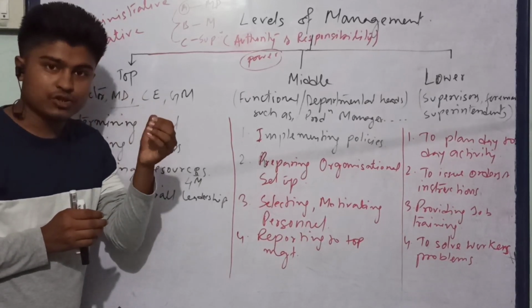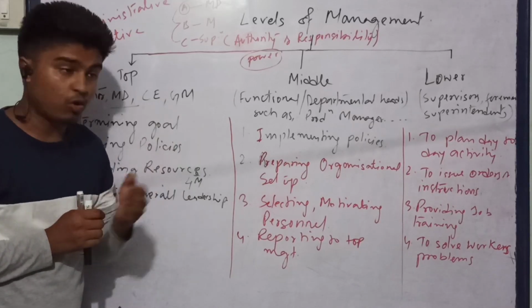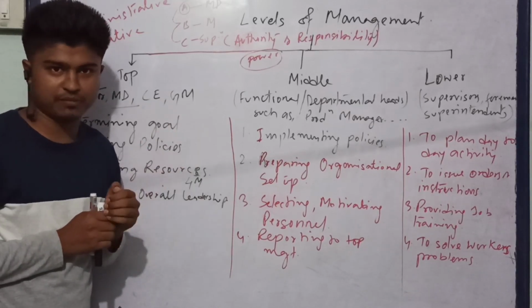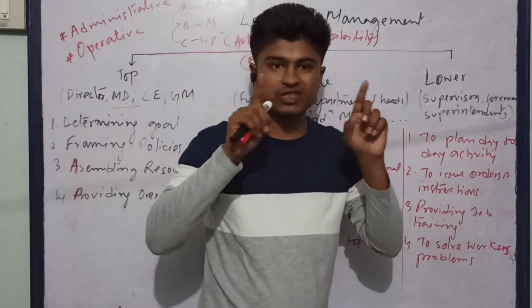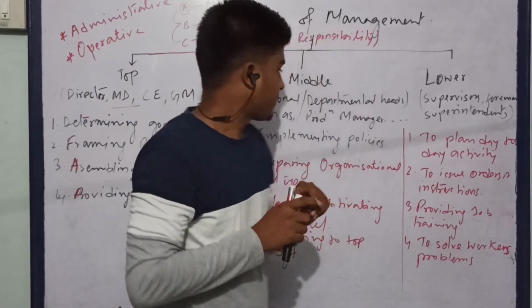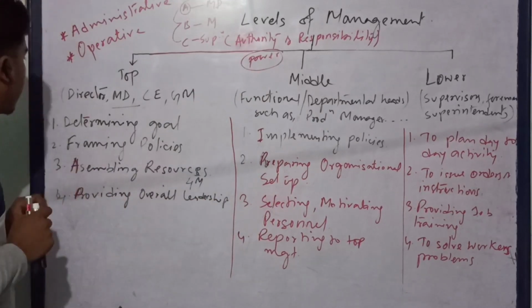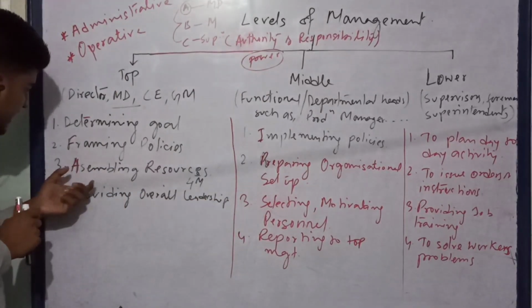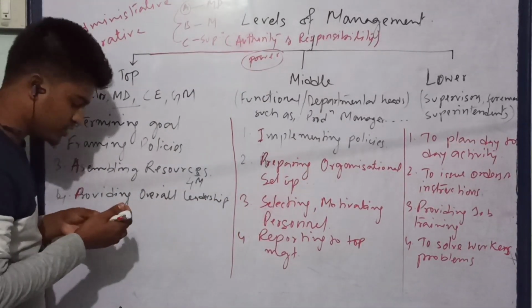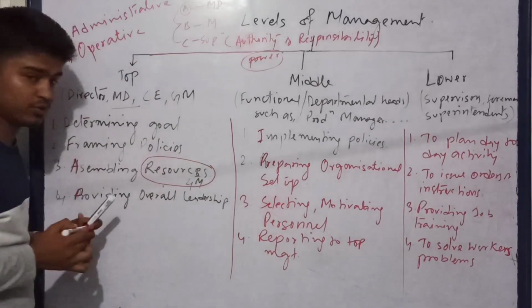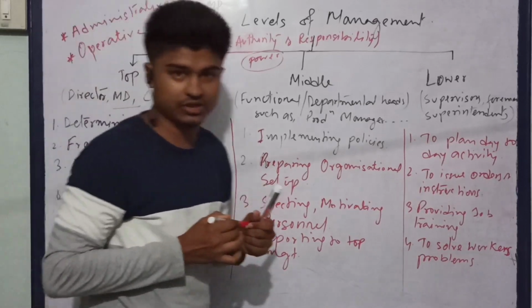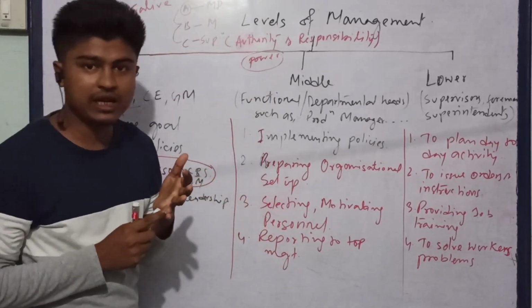What are the policies that should be followed by the production department, the marketing department, or other departments? In one word, we can say that the total policies of the organization are set up by top management. Next, assembling resources. When we talk about resources, we are talking about factors of production, and we know there are 4 factors of production: land, labor, capital, and organization.